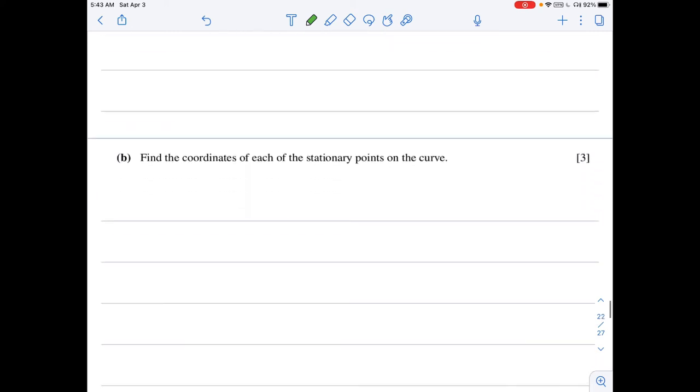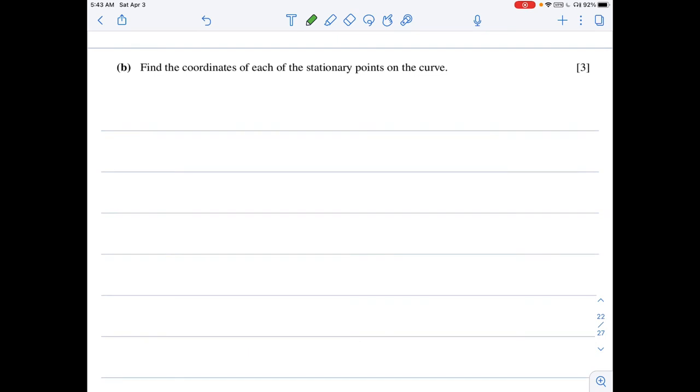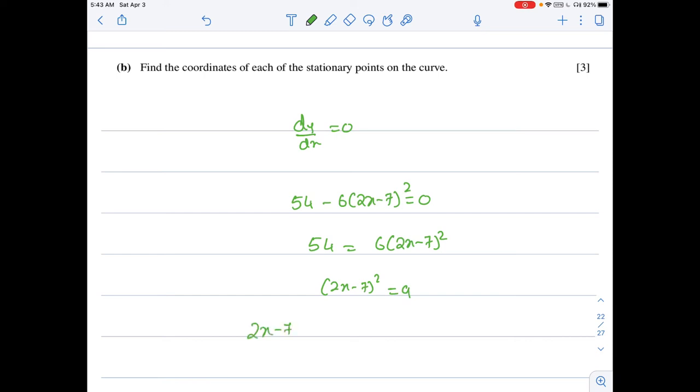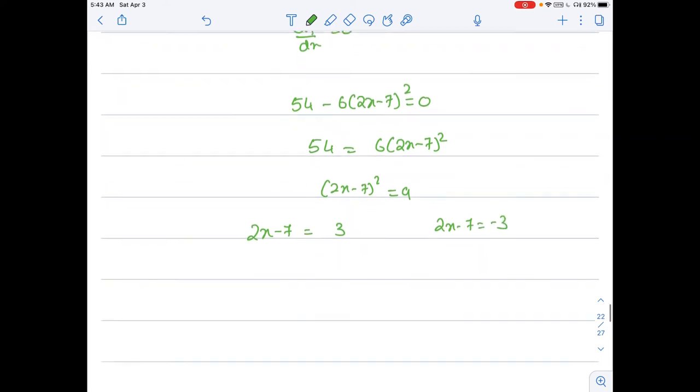Next part of the question, find the coordinates of each stationary point. Whenever there is a stationary point, dy by dx should be equal to 0. So 54 minus 6 times (2x minus 7) whole square is equal to 0. So 54 is equal to 6 times (2x minus 7) whole square. So (2x minus 7) whole square is equal to 9. So 2x minus 7 is equal to positive 3, or 2x minus 7 is equal to negative 3. So from there, x is equal to 5 or x is equal to 2.